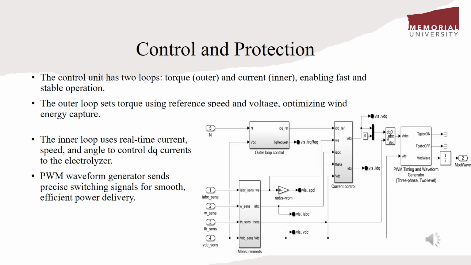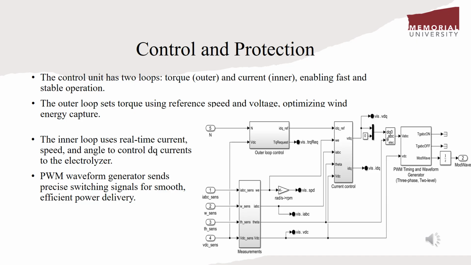This slide brings together both the physical layout of the hydrogen production system and the Simulink-based control architecture that manages it. Starting with the system diagram, we can see how wind turbines generate AC electricity, which is then passed through a three-phase rectifier and a DC to DC converter.